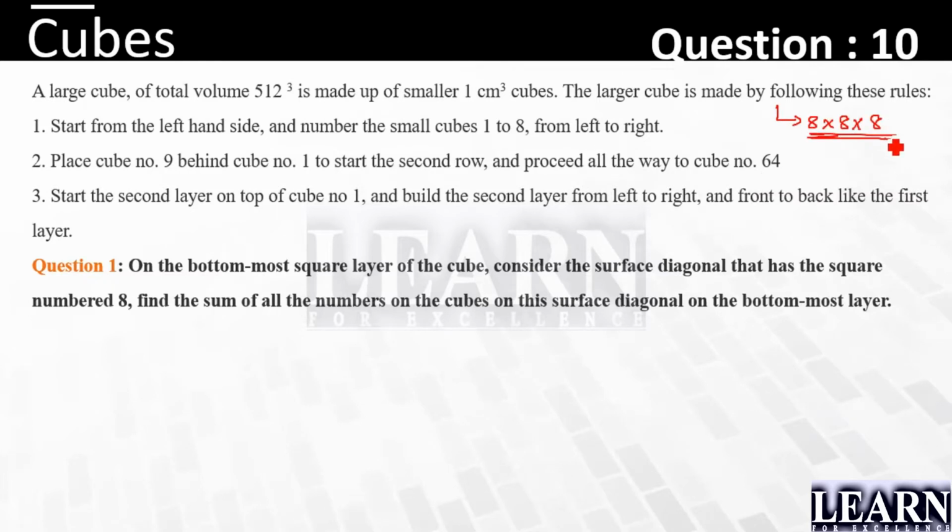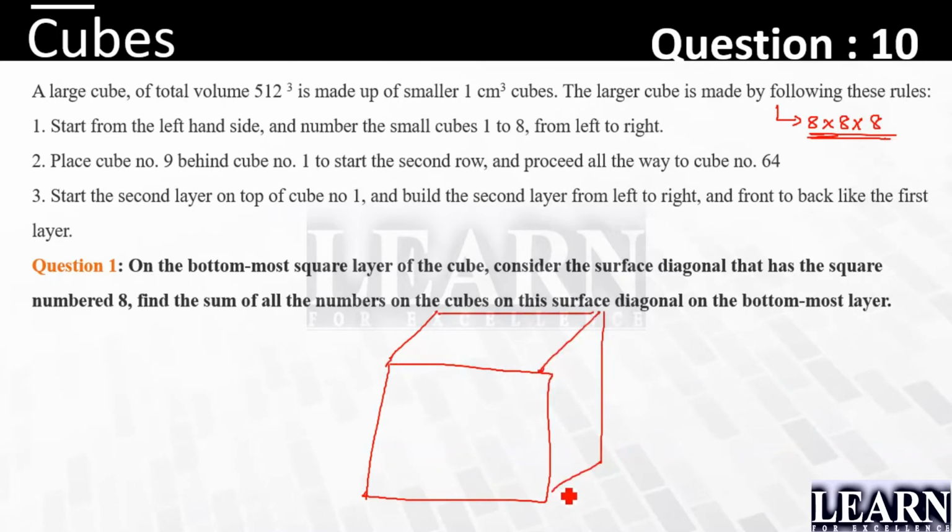A cube of size 8. The larger cube is made by following these rules. Statement number 1: Start from the left hand side and number the small cubes 1 to 8 from left to right. It is an 8 by 8 thing. So if you look into that 8 by 8, they are going to give out the numbers here. Okay, so if you take out 8 by 8, this is how it looks like. 8 by 8 by 8.